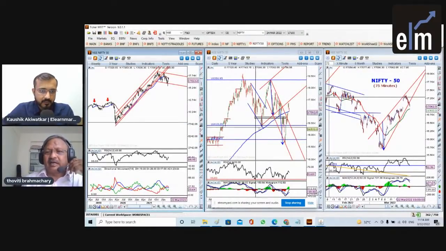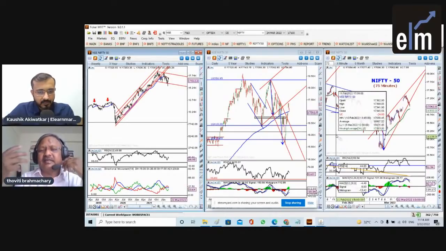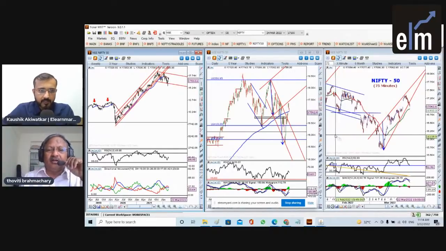But on an hourly chart, I applied a 34 EMA, because it has a correlation with MACD. 34 EMA, exponential moving average, on the lower time frame.